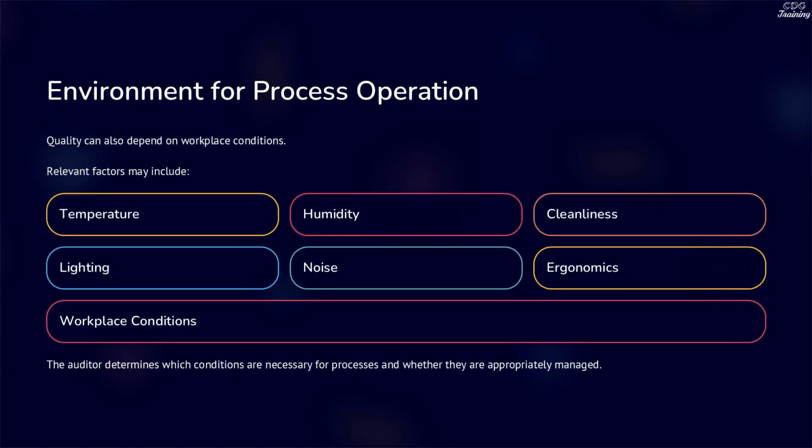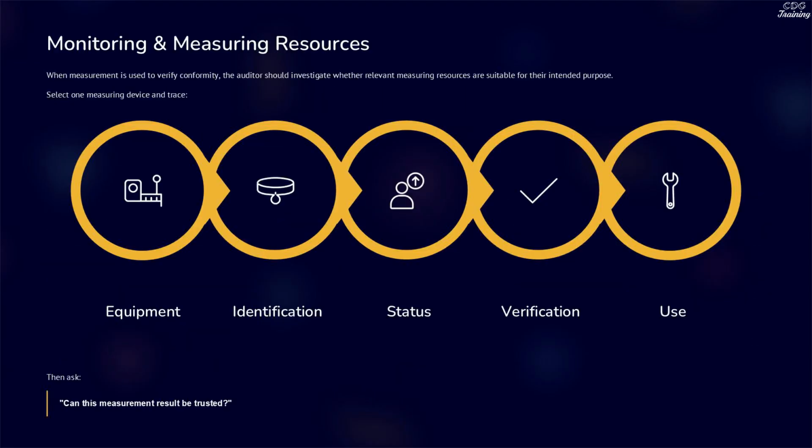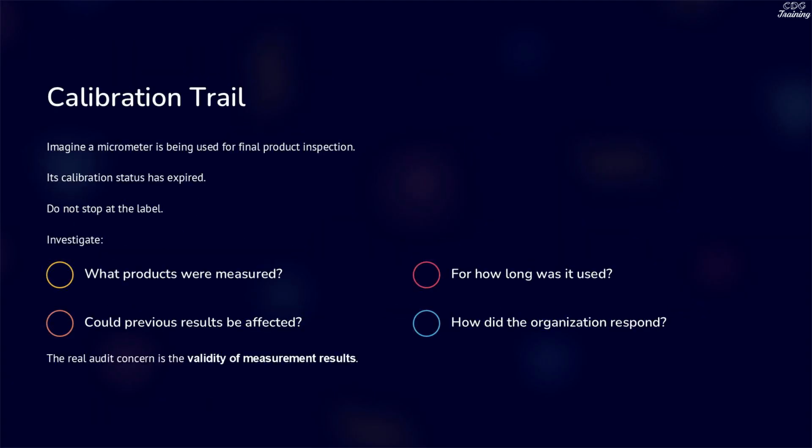Workplace conditions significantly affect process quality. Factors like temperature, humidity, and ergonomics must be managed to ensure optimal operations. When verifying conformity, auditors should ensure that measuring resources are suitable for their intended purpose. Trust in measurement results is crucial. Expired calibration can jeopardize product inspection. Investigate the calibration trail to ensure measurement validity and address any potential issues.